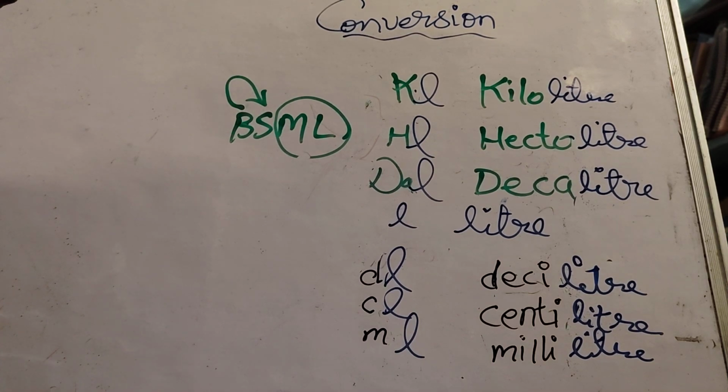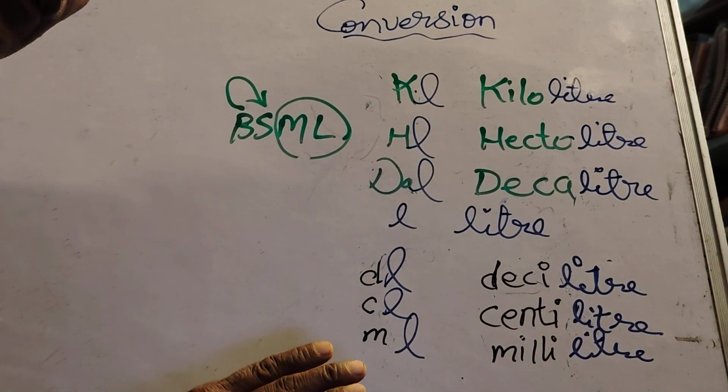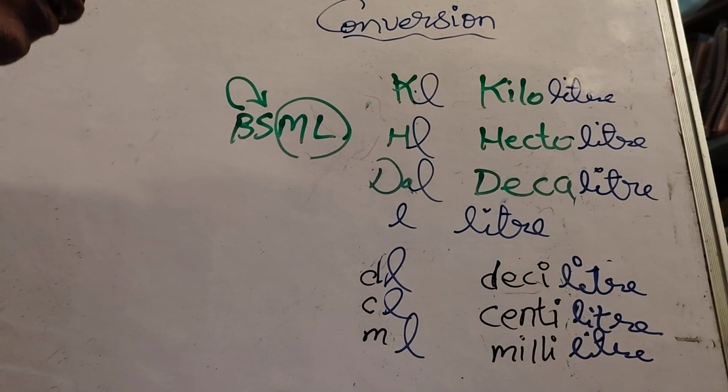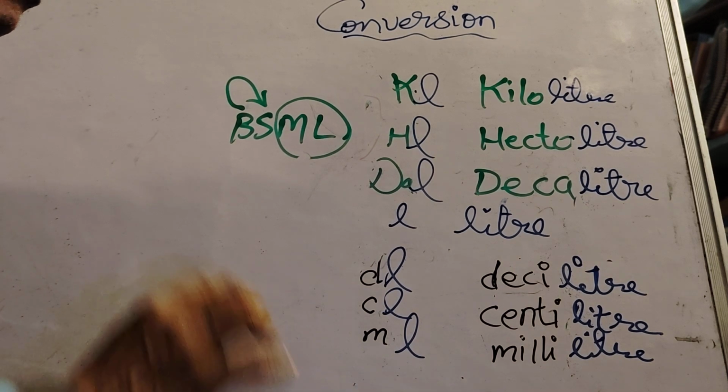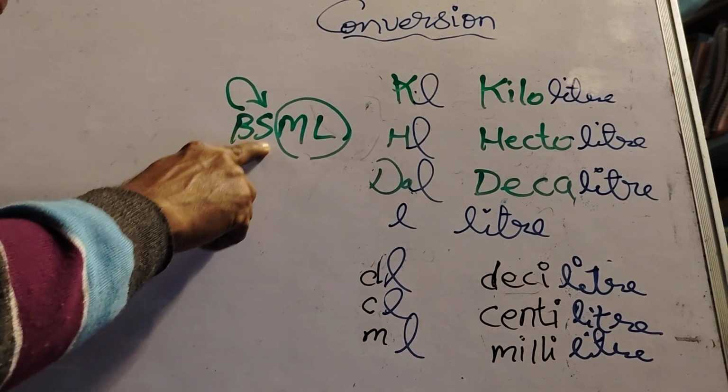So what is the opposite of this? Bigger to smaller, multiply. Smaller to bigger, divide. Correct. From smaller to bigger, we divide. So we remember only one side, then the other side we can identify. Okay, it will be easy to identify the other side.